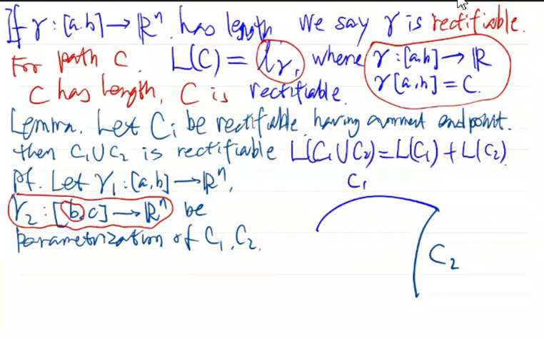In particular, the starting point B equals the endpoint of the domain of definition of gamma 1. Gamma 1 is defined on AB. Now we assume gamma 2 is defined on BC. This will not lose generality. So gamma 1 and gamma 2 are rectifiable parametric paths.